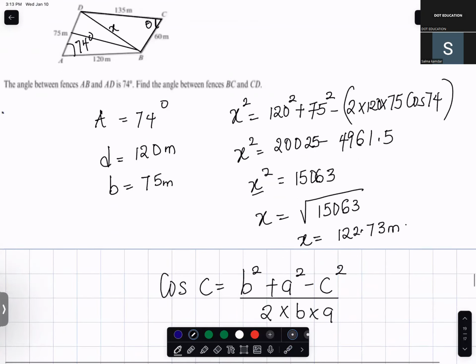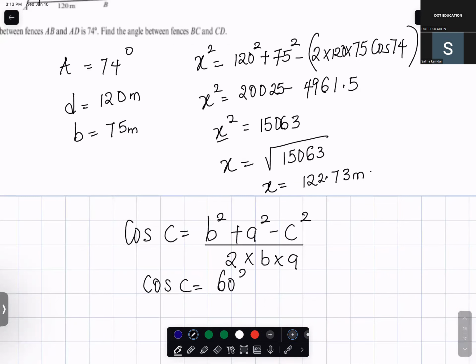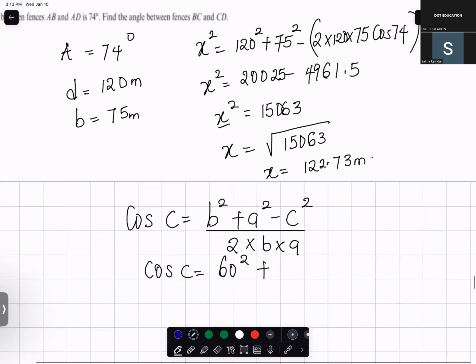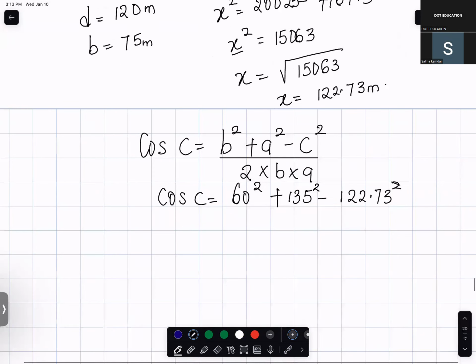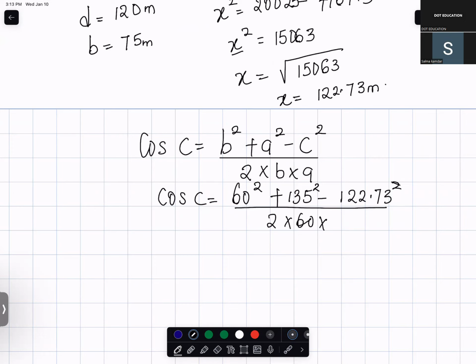We have 60 squared plus 135 squared minus our X value, which is 122.73 squared, divided by 2 multiply 60 multiply 135. So for the numerator, 60 squared plus 135 squared minus 122.73 squared will give us 6769.71.